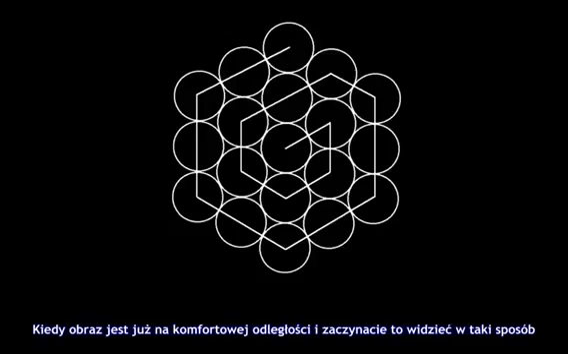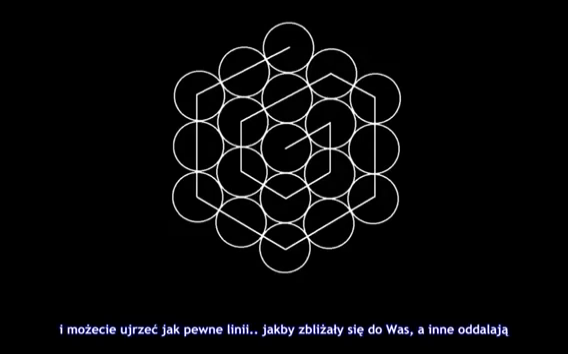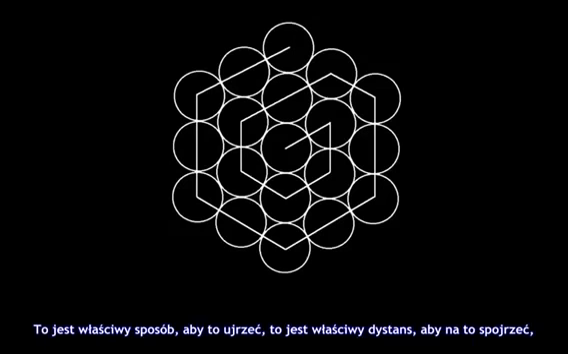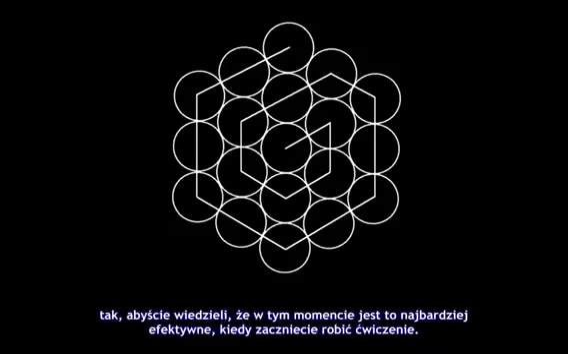When it is at the appropriate comfortable distance that you begin to see it that way and can see certain lines, you can imagine that these lines are now coming toward you, or some of them are going away from you, and it takes on that dimensional quality when you see it describing or defining a cubic volume of space. That's the appropriate way to see it. That's the appropriate distance to look at it from, so that you will know at that moment it's going to be the most effective when you start doing the exercise that goes along with it.